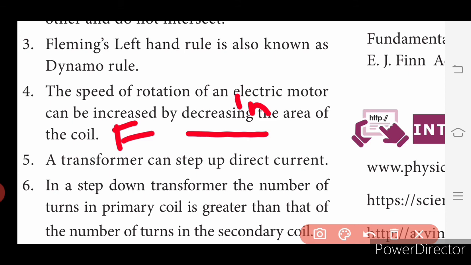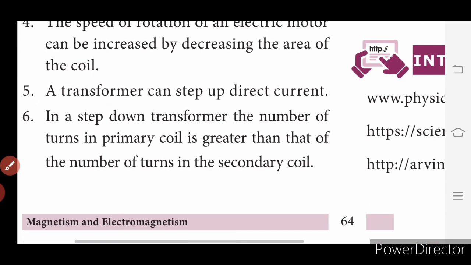Then the fifth one, a transformer can step up direct current. Not at all. A transformer always works with alternating current. So this is false. Sixth one, in a step down transformer, the number of turns in the primary coil is greater than the number of turns in the secondary coil. So this is true.